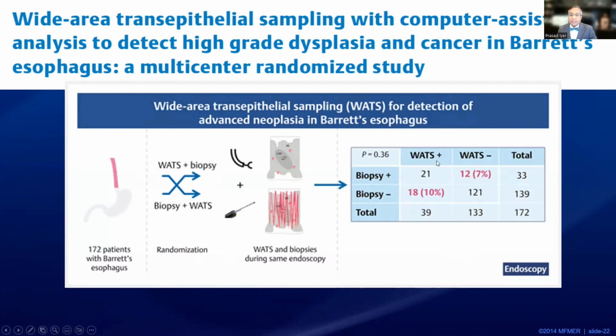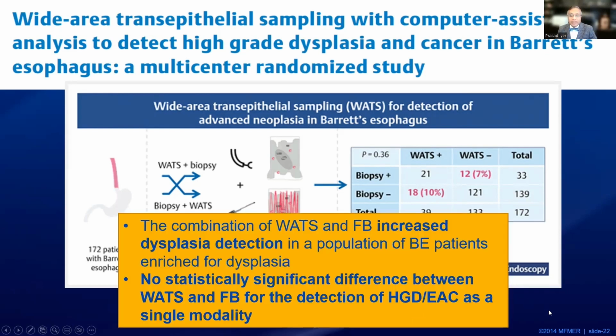And no surprise that there are patients who are biopsy negative but Watts positive. On the other hand, there are also patients who are biopsy positive but Watts negative. So you can see that dysplasia is missed on both sides. And the investigators concluded that though the combination of Watts and forceps biopsies did increase dysplasia detection in a population of Barrett's patients enriched for dysplasia, there was no statistically significant difference between Watts and forceps biopsies for the detection of high-grade or cancer as its own single modality.